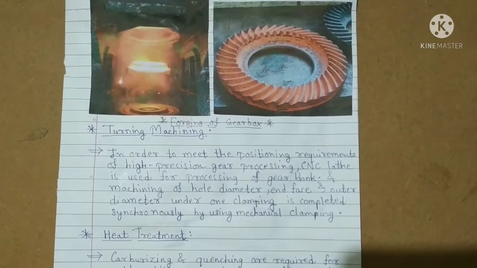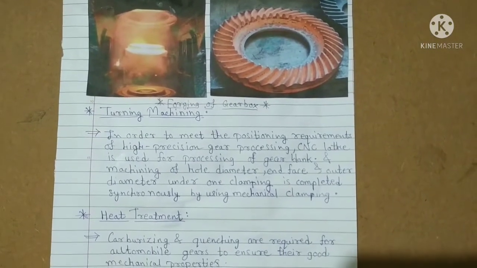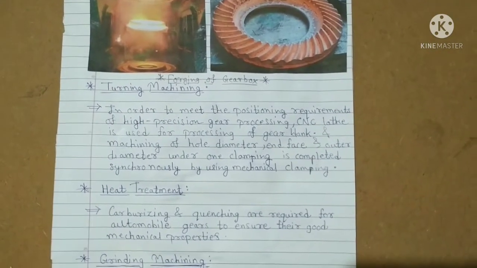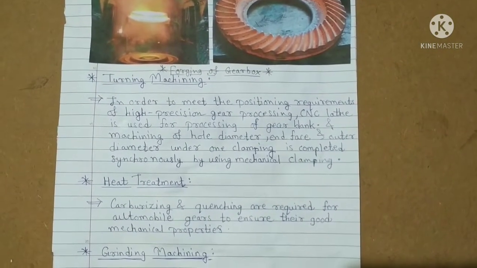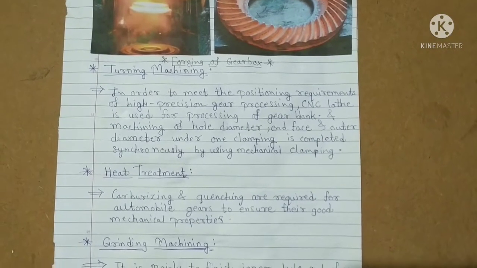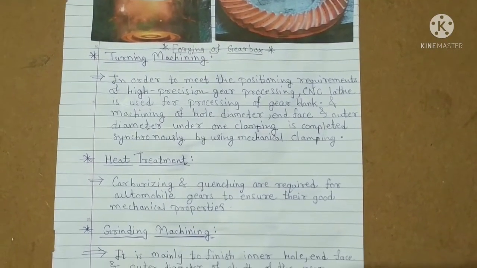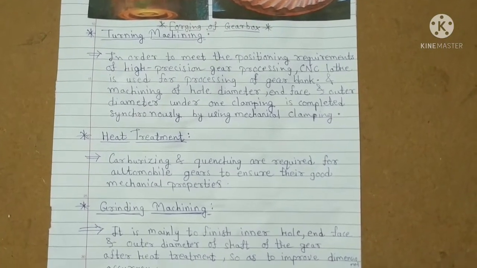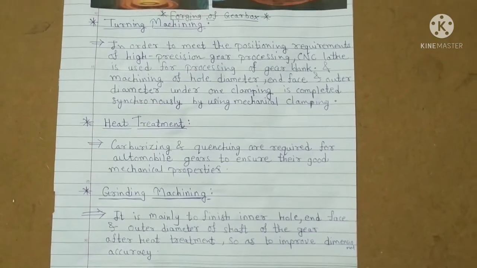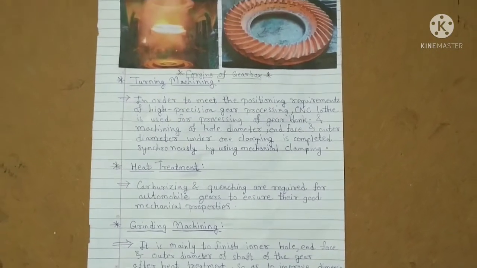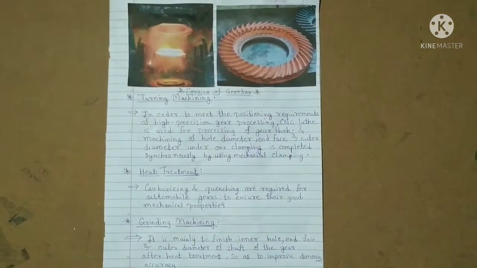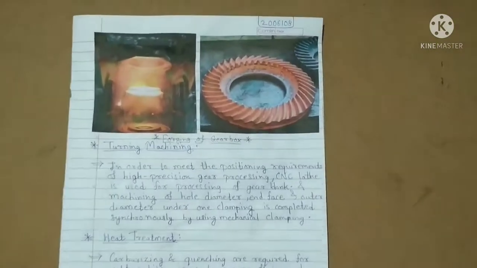Next process is turning machining. Now in order to meet the positioning requirements of high precision gear processing, we require a CNC lathe machine for processing of the gear blank, and machining of the whole diameter end face and outer diameter under one clamping is completed synchronously by using mechanical clamping. Carburizing and quenching are the heat treatment processes which are required for automobile gears to ensure their good mechanical properties.